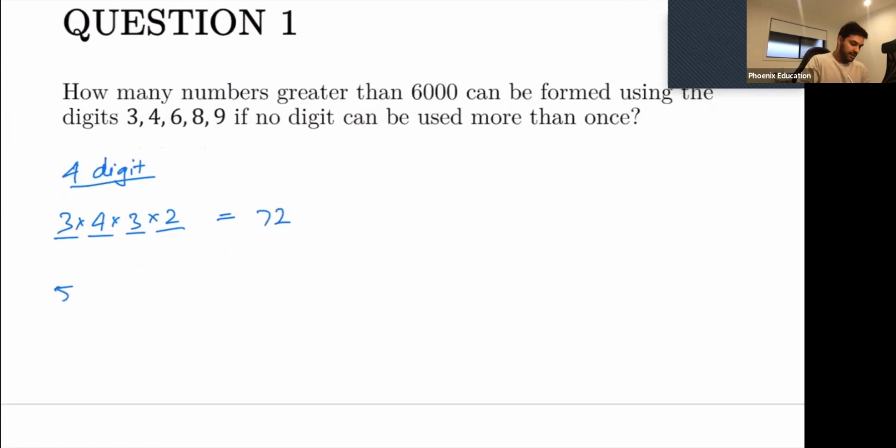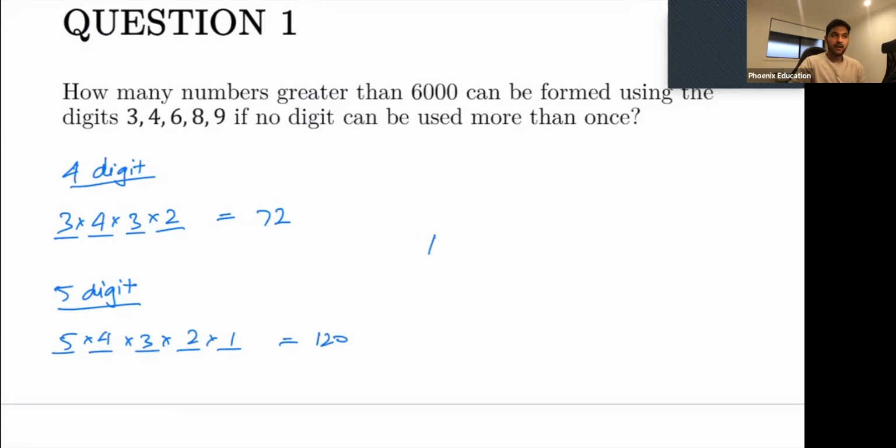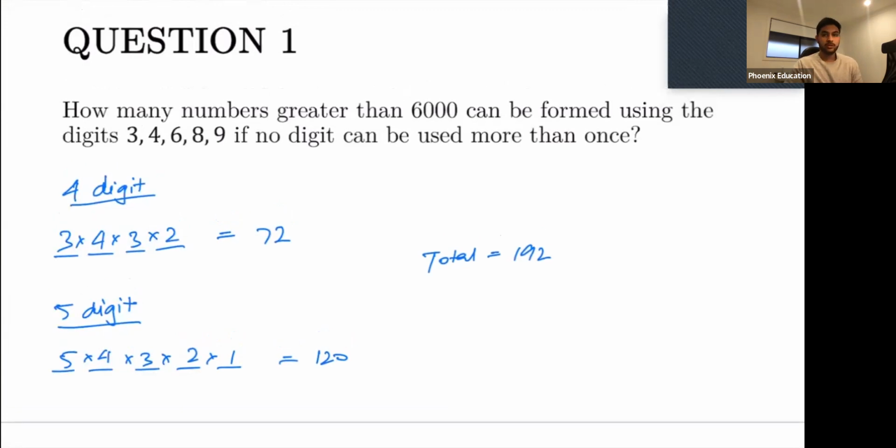We'll look at 5 digits now, and basically every 5-digit number will be bigger than 6,000. So we have 5 options for the first digit, 4 for the next, and 3, then 2, and then 1. So this is just 5 factorial, which is 120. So in total, we have 192 options or arrangements that we can use. Okay, hopefully this one's okay as well. It's a pretty standard question.